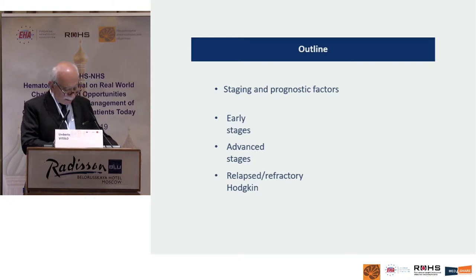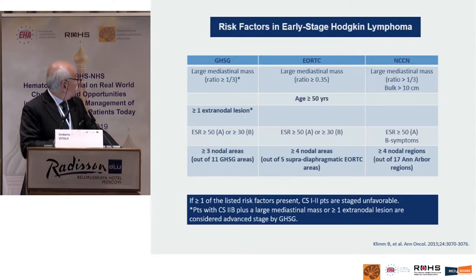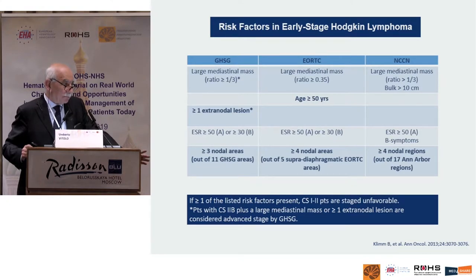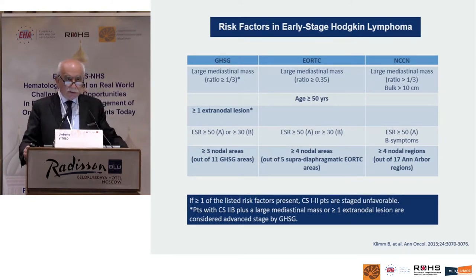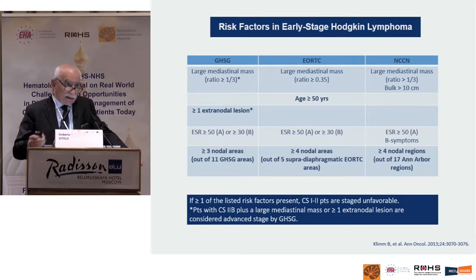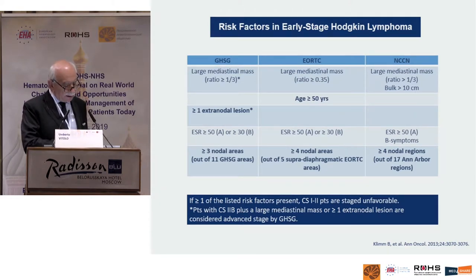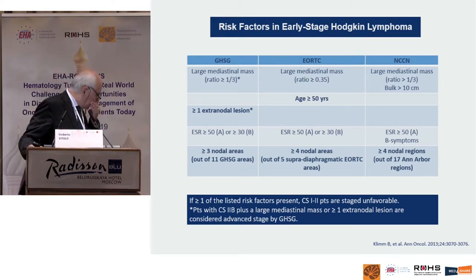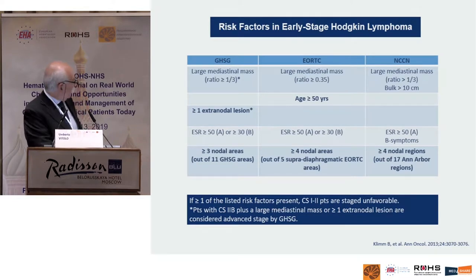Okay, if we shift to the treatment, I would now like to talk about early stage Hodgkin disease. The risk factors in early stage are important. There are different classifications for the risk factors: the German Hodgkin Lymphoma Study Group classification, the EORTC, the NCCN. Regardless of the classification that you want to use, it's important to recognize there are some common points. The most important is the presence of a bulky lesion, as a large mediastinal mass of more than 10 centimeters, or more than one third of the thoracic diameter, and in the German study group, more than one extranodal lesion.